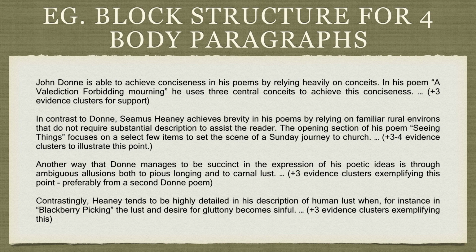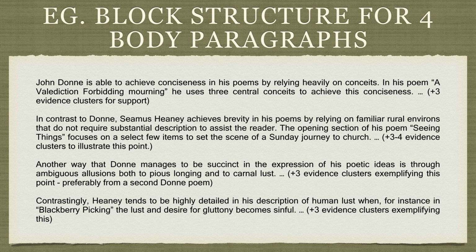Another way that Donne manages to be succinct, this is my third paragraph, in the expression of his poetic ideas, is through ambiguous allusions, both to pious longing and to carnal lust. And then you would give some examples of that and how Donne is ambiguous in his expression.